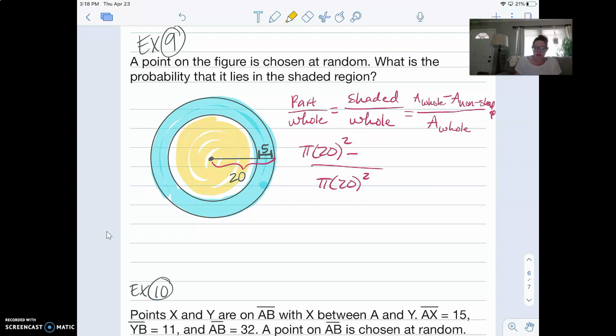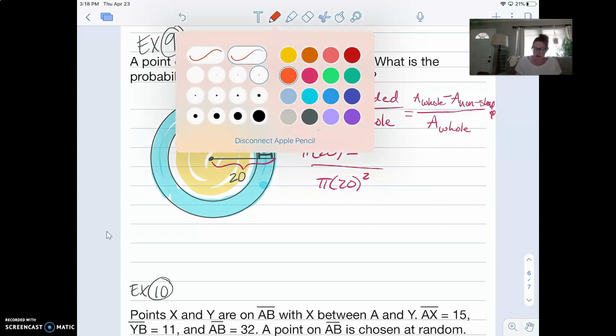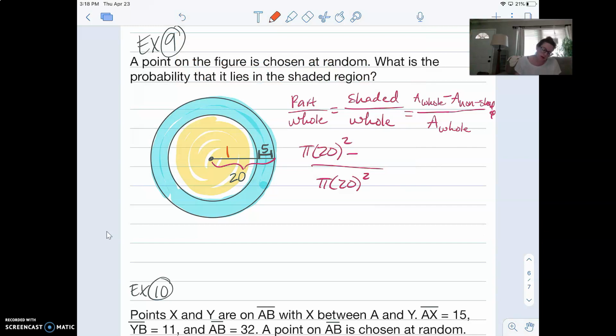So now this is my non-shaded. Well, that means I need the radius for that portion. So 20 minus 5 is 15. So the non-shaded is a circle with a radius of 15. So we're going to do pi 15 squared. Be careful because these right here do not cancel each other out because of this subtraction sign. So don't cancel those out. Okay, let's do that.